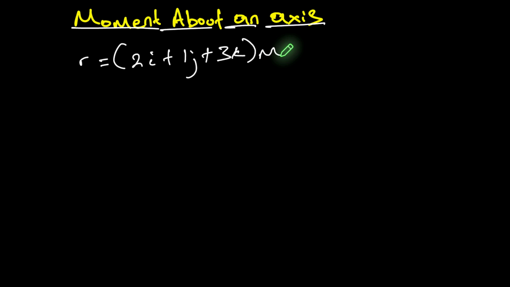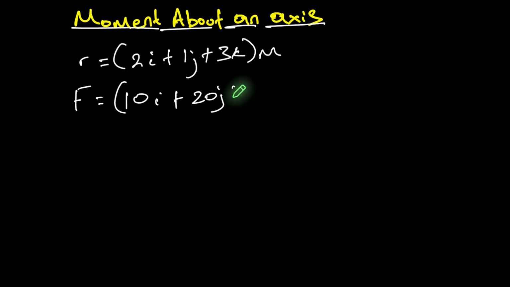Now we are going to have some force acting at the same point. So the force that will be acting at that same point A will be, let's use some easy numbers this time, 10i plus 20j and plus say 30k. And because this is a force, we are going to use Newton as our unit.